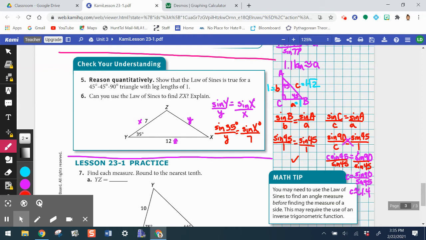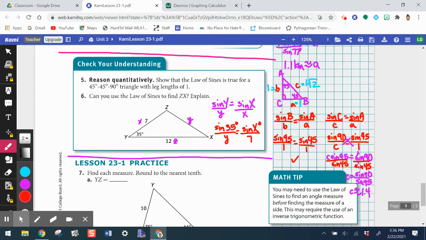Number 5 says, show that the law of sines is true for a 45, 45, 90 triangle with the leg lengths of 1. So going back to our special right triangle, and I love that they're implying like, hey, the law of sines is true for any triangle, not just non-right triangles, but for right triangles as well. So if you recall, if we have a 45, 45, 90 triangle, the two acute angles are 45 degrees, and of course we have a right angle.